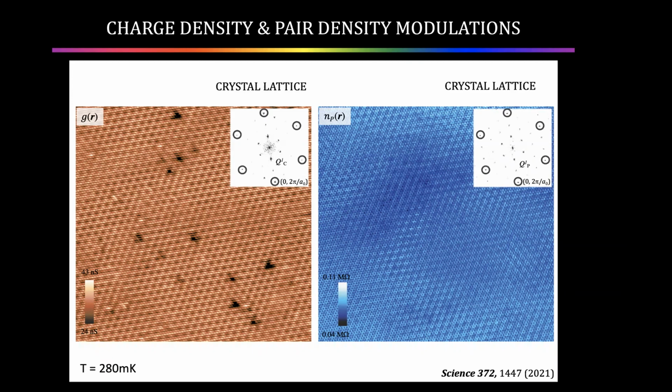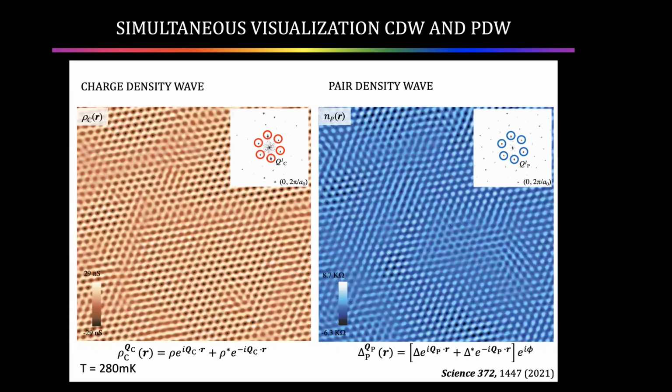So these peaks are the crystal, all due to the crystal. These peaks are due to the density waves. So we can just filter the image and only keep the density waves. Now you see a simultaneous image of a charge density wave and its associated pair density wave in a conventional superconductor. We're pretty confident this is the first time it has been possible to do this.